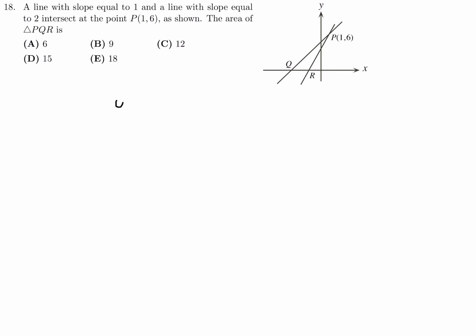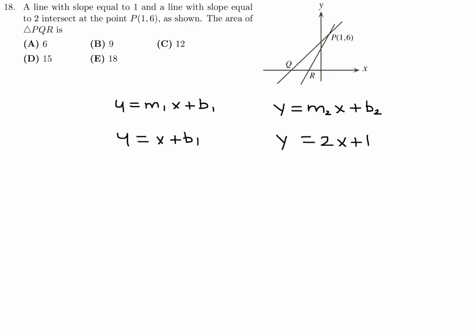So one line will have the equation y equals m1 x plus b. And the other line will have the equation y equals m2 x plus b. Well, actually, this should be b1 and b2 because those are probably going to be different. Well, we can substitute in the slopes that they give you. The first slope is 1, so this just becomes x plus b1. The second slope they tell you is 2, so this just becomes 2x plus b2.